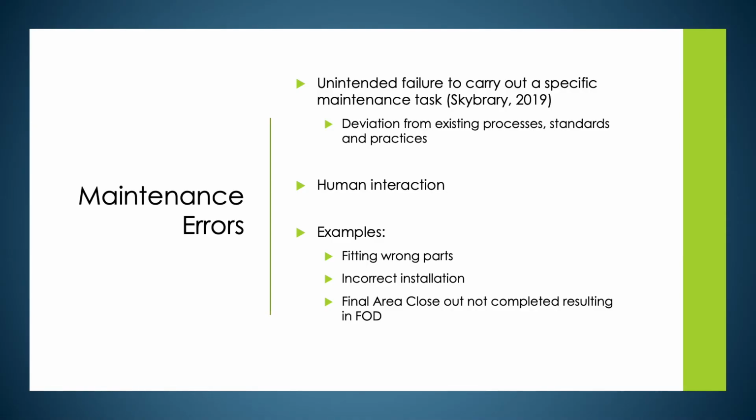Skyberry defines a maintenance error as an unintended failure to carry out a specific maintenance task. An example provided is a deviation from an existing process, standard, or practice. This definition becomes confusing because of the link that is made to the level of human interaction that is involved in maintenance errors. Examples of such an error could include fitting of the wrong part, incorrect installation of parts or tools, or pieces left in an area resulting in foreign objects and debris.